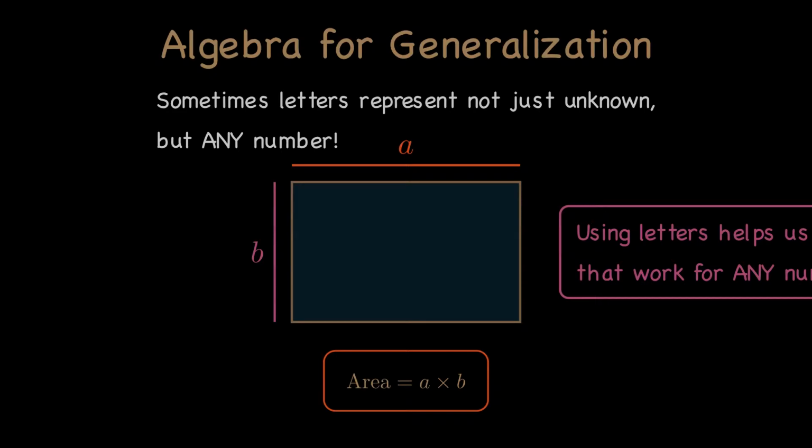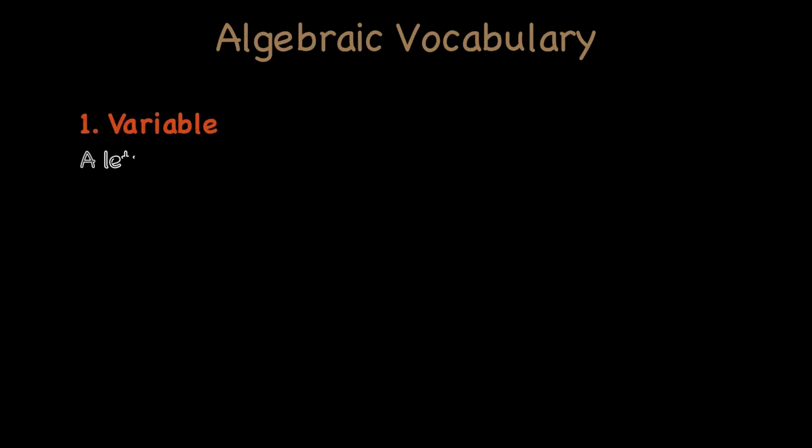Amazing, right? Now that we know what algebra is, let's learn some important vocabulary. These words will help us talk about algebra like mathematicians. Don't worry, I'll explain each one clearly with examples. First, variable. A variable is a letter that represents a number. Examples are X, Y, A, or B. The letter can change or vary. That's why we call it a variable.